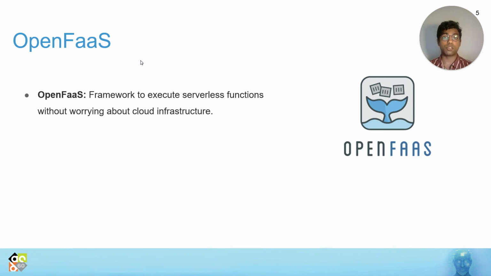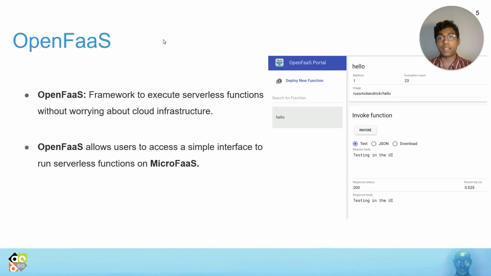In order for the users to run and execute the functions on MicroFaaS, we implemented an OpenFaaS plugin. So what is OpenFaaS? It's an open source framework that allows users to execute serverless functions without worrying about the infrastructure. And why do we use OpenFaaS? Essentially, it gives users a simple and easy to use interface to run these serverless functions on MicroFaaS.